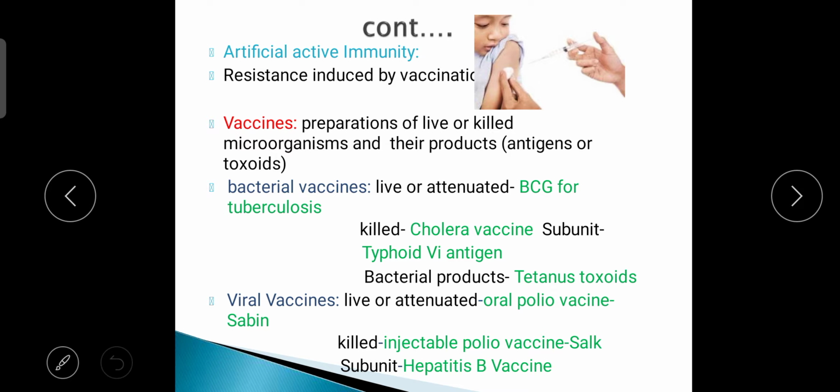Next one is artificial active immunity. In this, all the vaccines will come, whatever you have taken from your childhood till your date. Many vaccines are available, like BCG, typhoid, oral polio vaccine, TT, and now everyone is waiting for the COVID-19 vaccine. So all this comes under artificial active immunity.